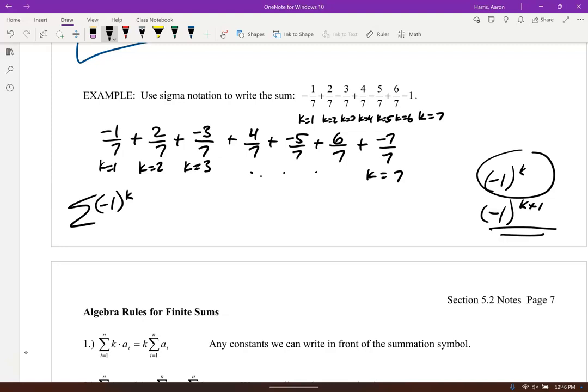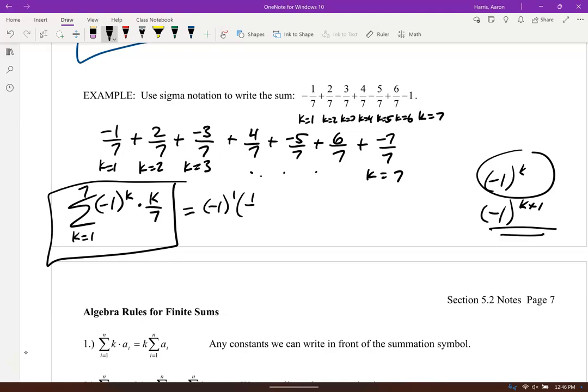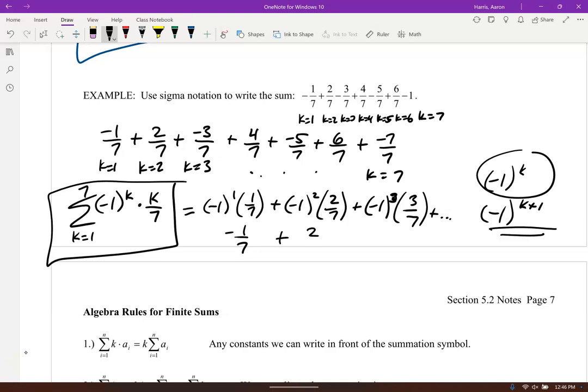And then we have the k over 7, going from a k value of 1 up to 7. And you could test that, right? I'd say, okay, if k is 1, then it'll be that. If k is 2, then that. If k is 3, it'll be that. And so on, right? I check them all. That's my -1 7th. That's a positive 2 7th. That's a -3 7ths, and so on. And hopefully you can see, oh yeah, we got it.